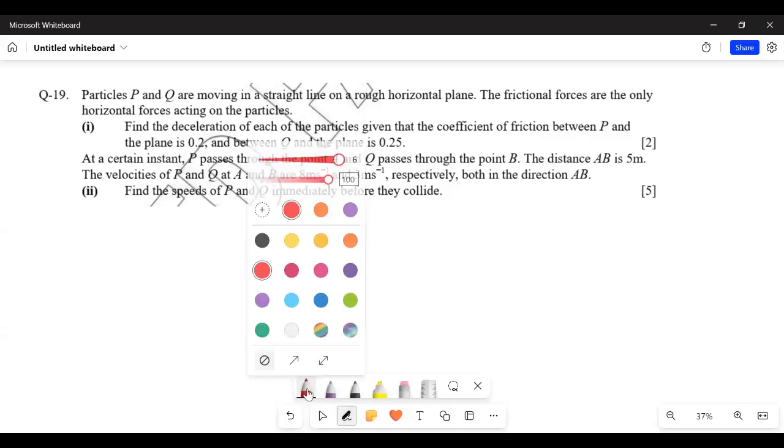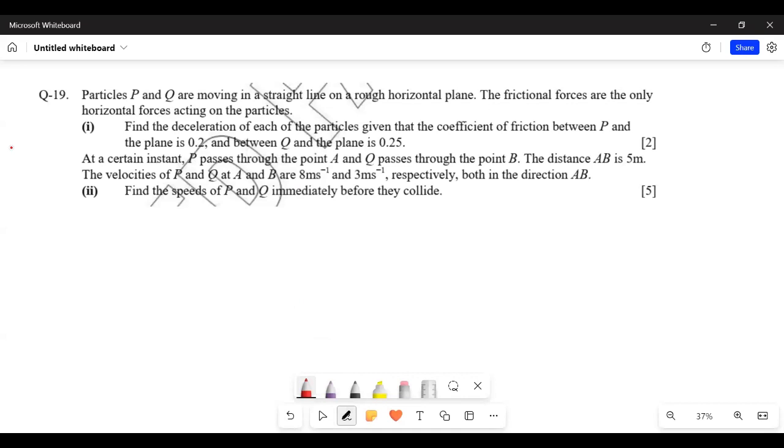Question number 19 of the worksheet on forces in motion. Particles P and Q are moving in a straight line on a rough horizontal plane. The frictional forces are the only forces acting on the particles. Find the deceleration of each of the particles, given that the coefficient of friction between P and the plane is 0.2 and between Q and the plane is 0.25.